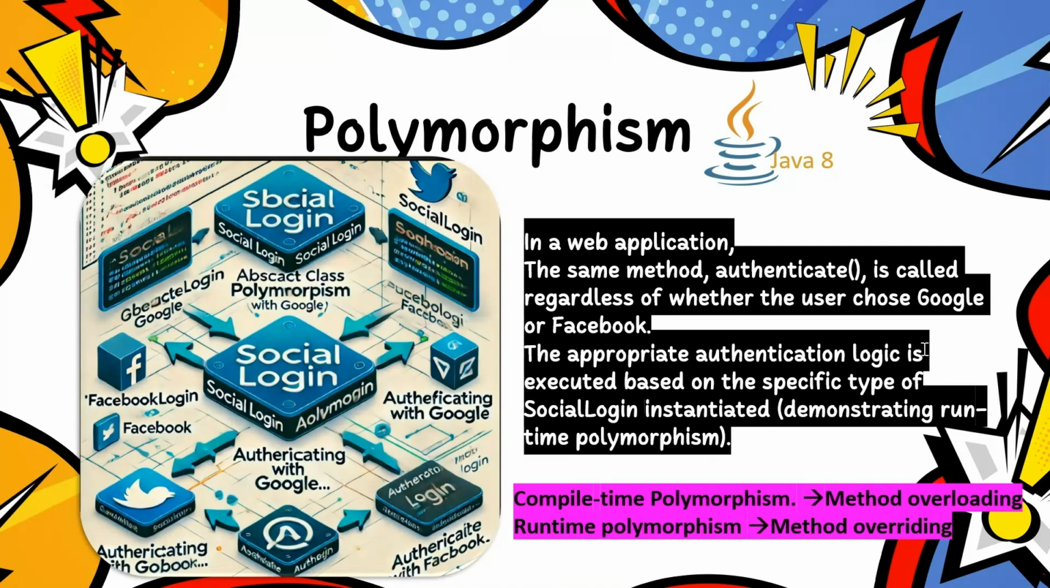So this is not happening at compile time, it is happening at runtime. So this is called runtime polymorphism. The JVM determines which method to invoke at runtime, allowing for dynamic method resolution. So these are the two types of polymorphism that can happen in Java.